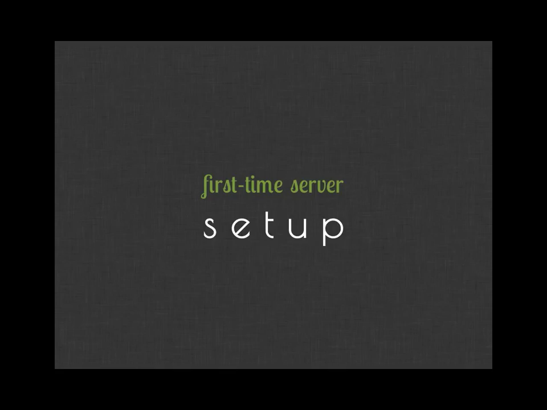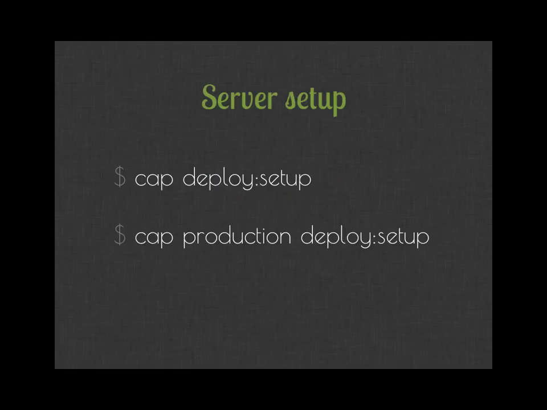So the first time we are going to launch Capistrano, we have to tell it to create a specific structure on the servers. So that's where the setup recipe comes in. And these are those commands. As you can see, the first one will do the setup on the staging, as that is the default. And the second one will do the same on production.